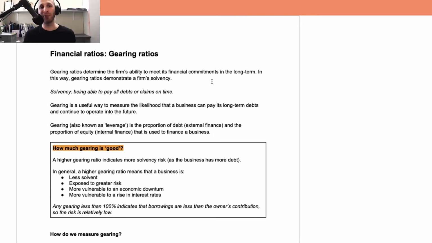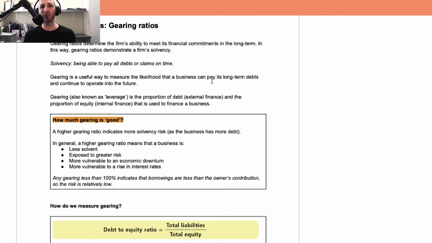So we're talking about gearing ratios. Gearing is a kind of odd word, but when we're talking about gearing, what we're talking about is debt. When a company is heavily geared, it is heavily indebted. That's a bit of jargon that we use in business.